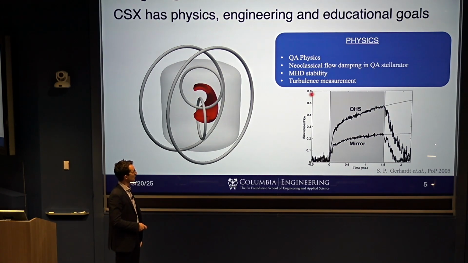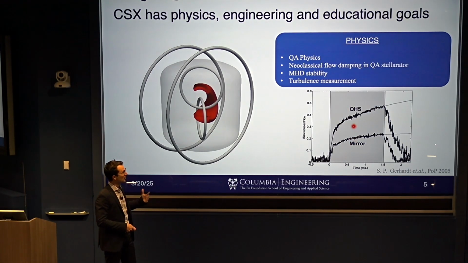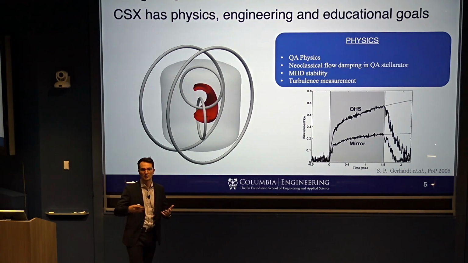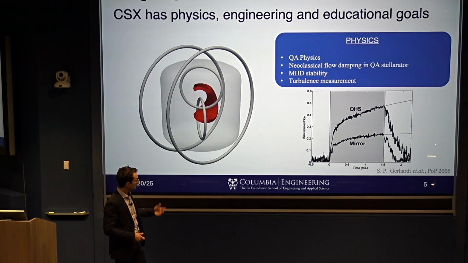And you see here a plot where they measured the flow induced by an electrical bias in the plasma for two configurations. One is QHS, close to quasi-symmetry, and one is the mirror configuration further away from quasi-symmetry. They showed that you have a higher flow when you are closer to symmetry. So this is something we want to replicate in quasi-axisymmetry.